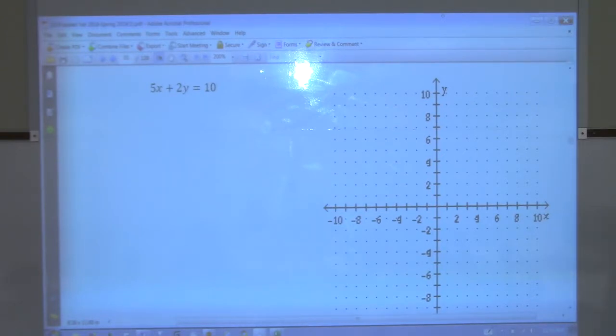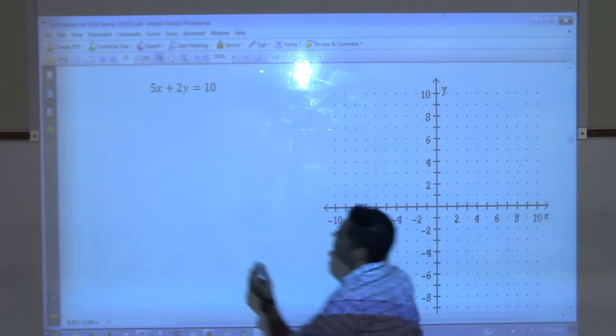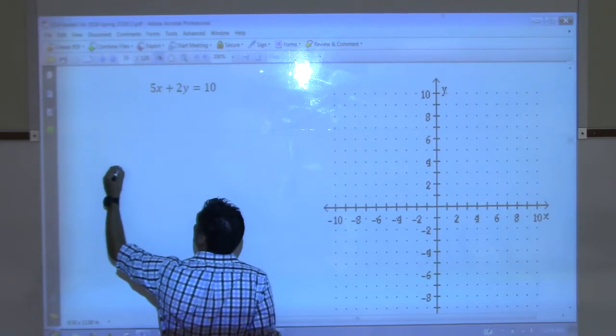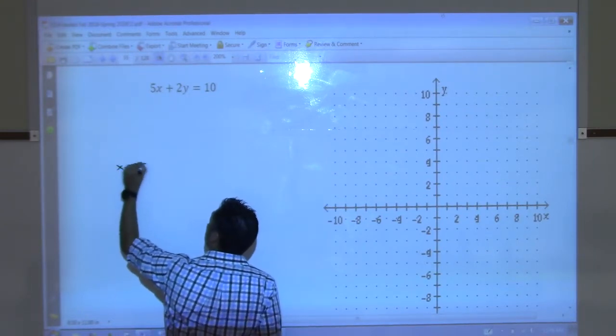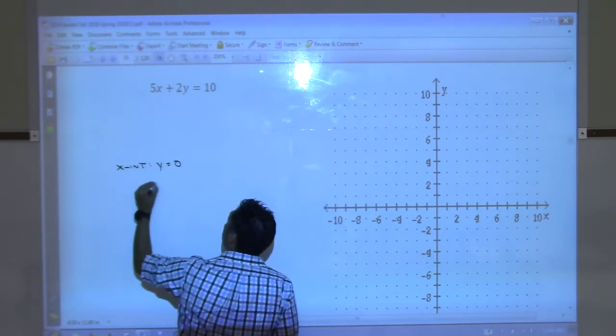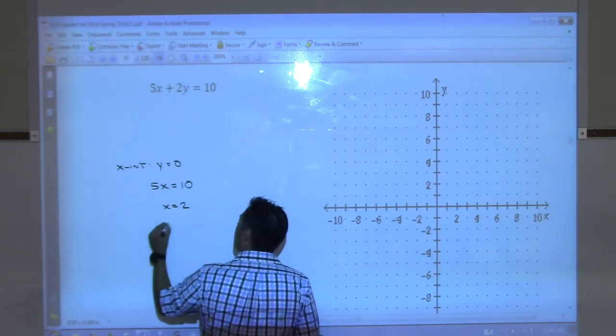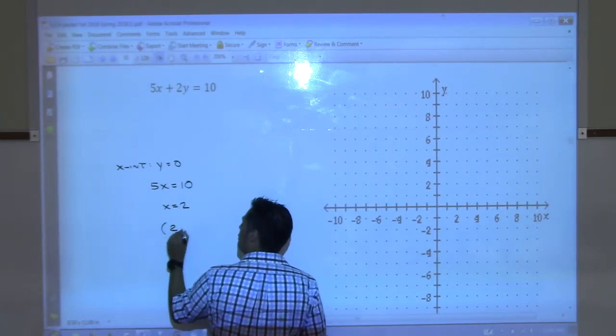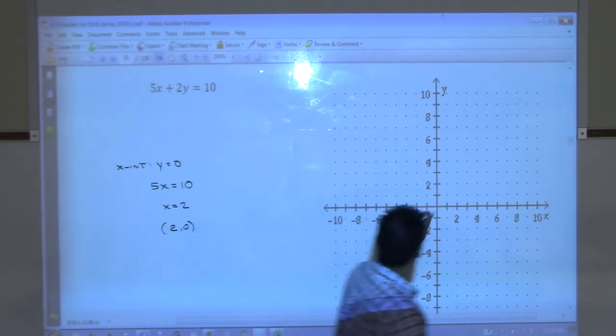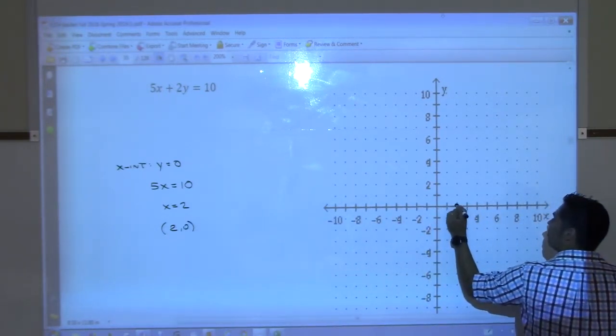Let's see, David? Where's David? Are you done? Okay, so what'd you get for your x-intercept, David? 2, 0. Okay, so for the x-intercept, you set y equal to 0, which gave you the equation 5x equals 10, and you divided by 5 and got 2, so 2, 0, right? Okay, so you go out 2, 0, there you go.